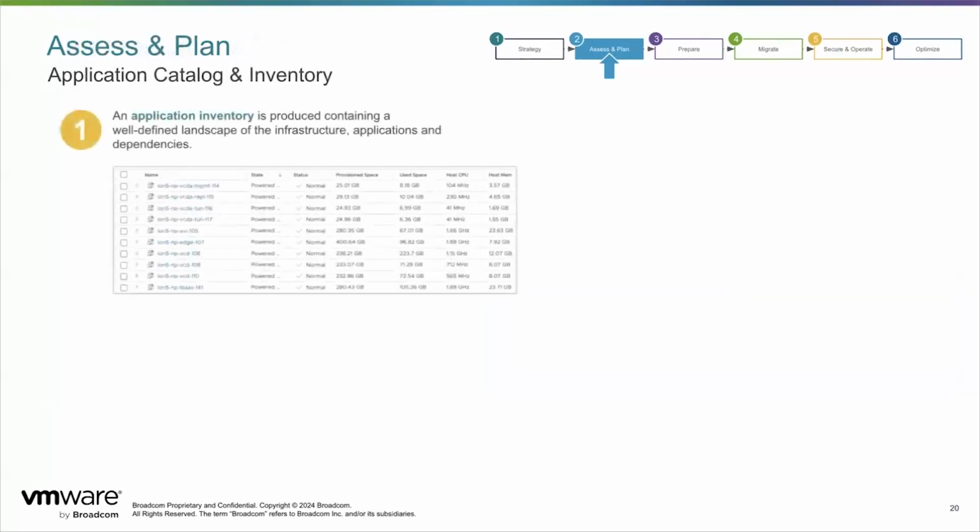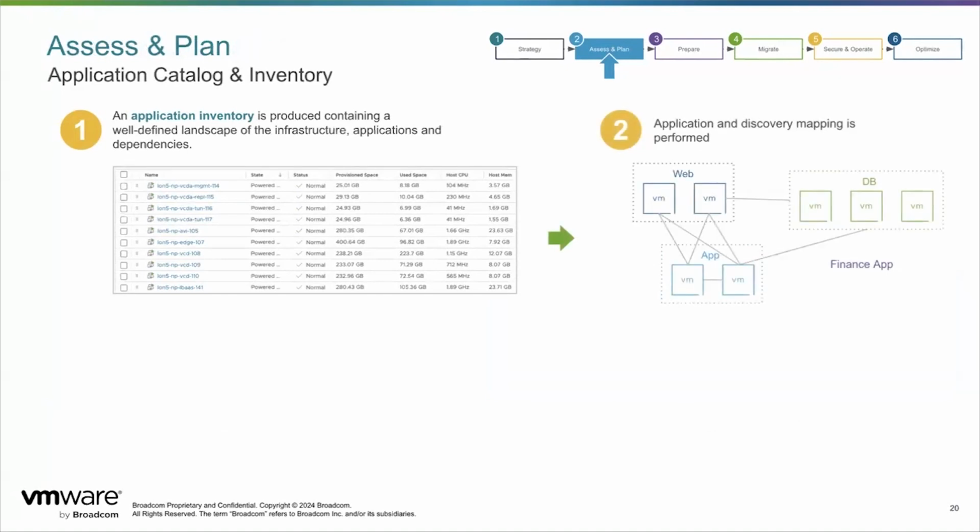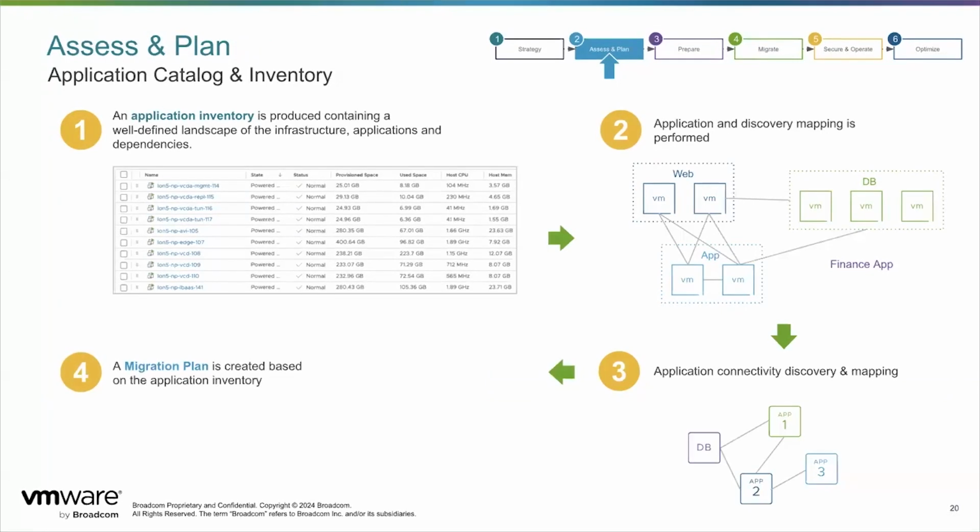So we usually start with a list of VMs that the customer would like to migrate to the cloud. And based on this list, first application discovery and mapping is done using ARIA Operations for Networks. Then connectivity discovery, again, using ARIA Operations for Networks. And based on the collected information about these applications and their connections, dependencies, etc., a technical migration plan is created, and we call this the application inventory.